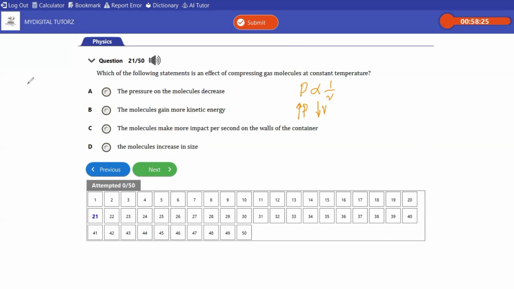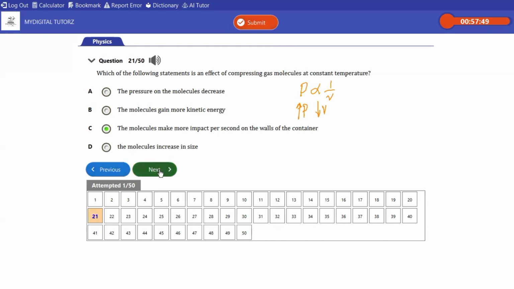So let's look at the options here. Option A says the pressure on the molecules decreases. No, since it is compressed, the volume is decreased, therefore the pressure will increase. So this one is wrong. Option B says the molecules gain more kinetic energy. Wrong also. C, the molecules make more impact per second on the wall of the container. Yes, that is what will happen. The molecules will make more impact because of the increase in pressure. So here's the correct option, option C.